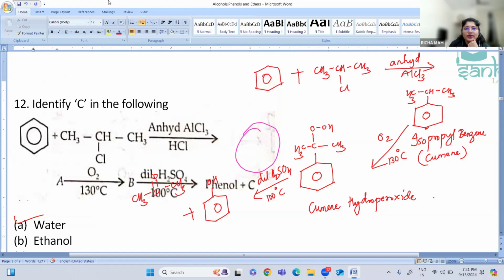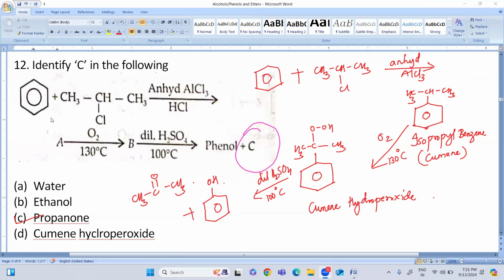So this is the answer. Okay, so what is the answer? C. C is the answer. So this is a preparation of phenol, which we have studied in the preparation of phenol. Yes, Lubna Shivaruni has answered it correct. So yes, C is the answer.